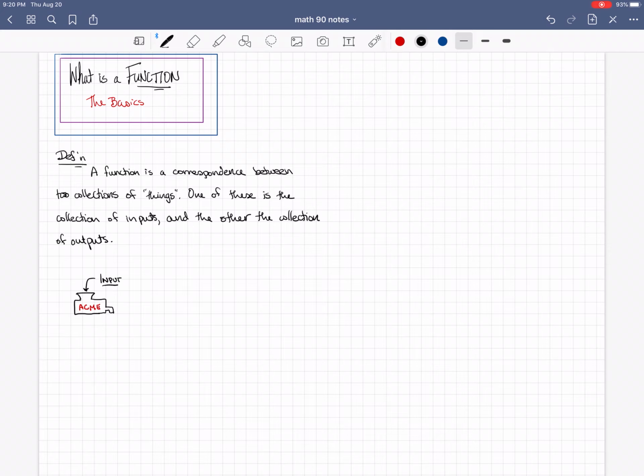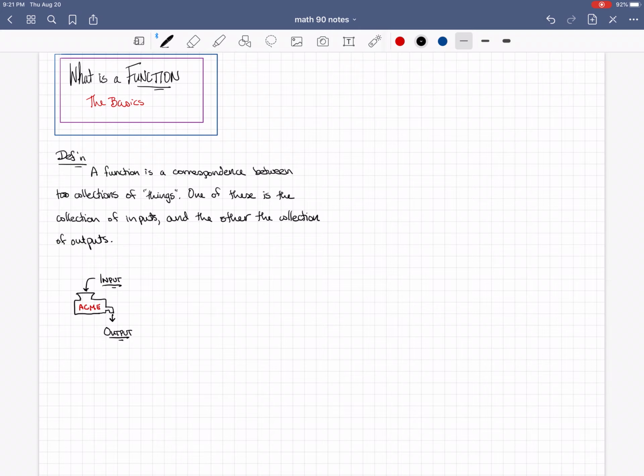And then the machine does something. The machine has some process that it executes. We'll talk about that more. And then an output comes out. The process by which the machine generates an output for its input could be very complex. It could be very simple. It depends on the function. But that is the base idea of a function.